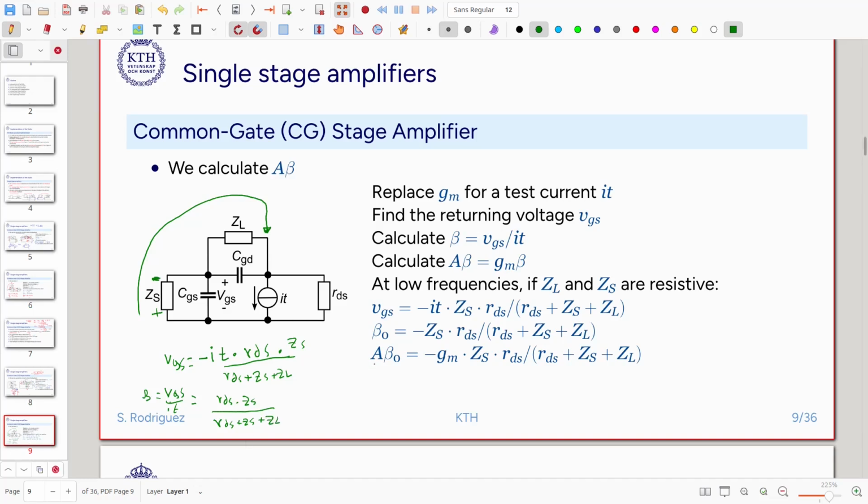And then I multiply this by my amplifying parameter, that is the transconductance, and then I get the total loop gain. Okay, so that will be my loop gain, and then I can do the following observations here, precisely as we saw before.